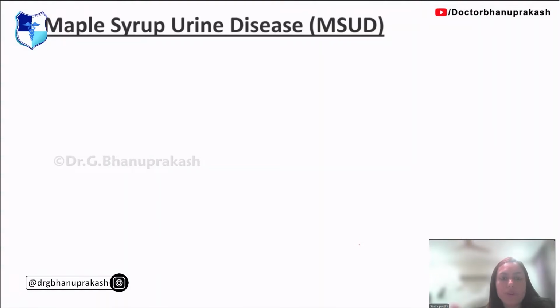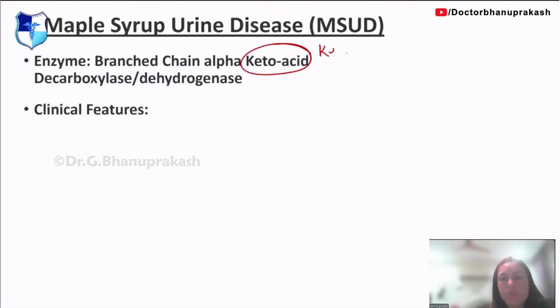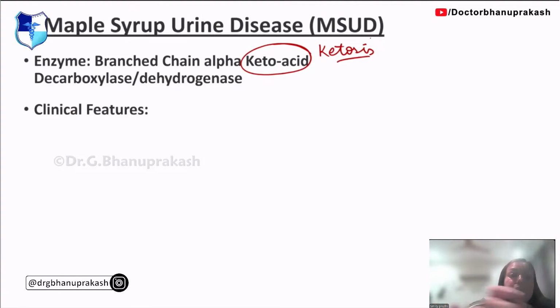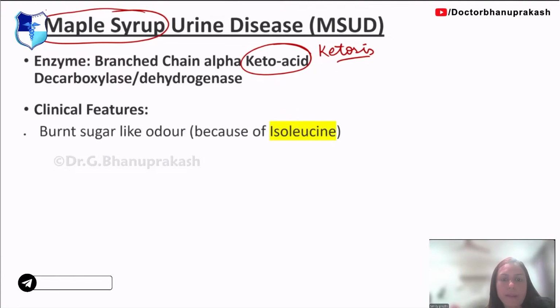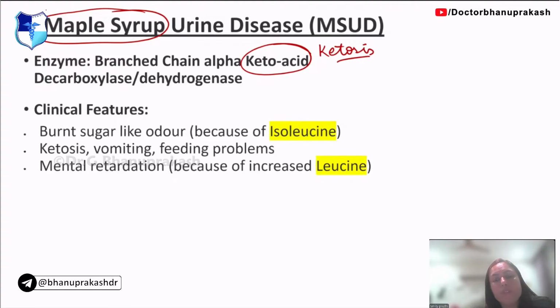Coming to maple syrup urine disease, the enzyme defective is branch chain alpha keto acid dehydrogenase or decarboxylase. The keto acids are accumulated, so patient will be having ketosis. Name of enzyme tells you ketosis. Maple syrup, so urine smells like sweet maple syrup. That is because of isoleucine, burnt sugar like odor because of isoleucine. Ketosis, vomiting, feeding problems. Mental retardation because of excess leucine here.